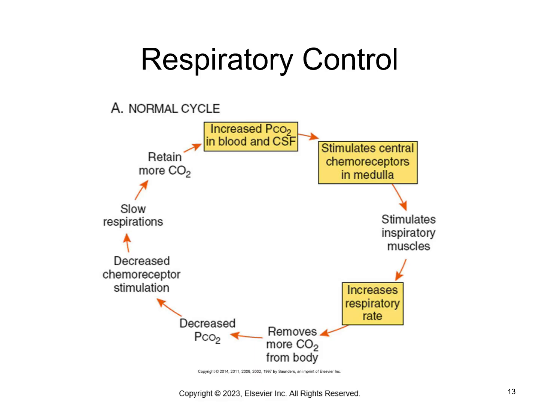So this is just showing you the cycle of the respiratory control center. In the body, we have an increase in the carbon dioxide in the blood and the cerebrospinal fluid. This stimulates those central chemoreceptors in the medulla, stimulates the inspiratory muscles, and increases the respiratory rate. This removes more carbon dioxide from the body. That decreases the carbon dioxide levels. We have a decrease in the stimulation of those chemoreceptors. That slows the respirations. The body starts to retain more carbon dioxide, and then the whole process repeats itself.